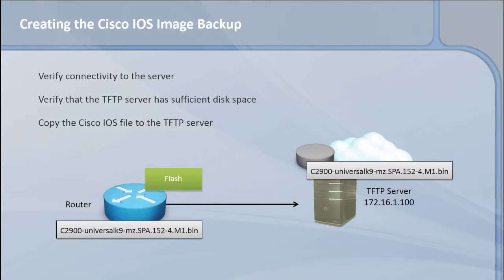As far as creating an iOS image backup, I can copy from Flash to a TFTP server. And this is what I was saying would have been a good first step before upgrading the iOS. I don't know that this version, which works fine right now, I don't know for positive that that's still available on Cisco's website unless I go there and check. So best case is just to go ahead and back this up in case I ever need it in the future.